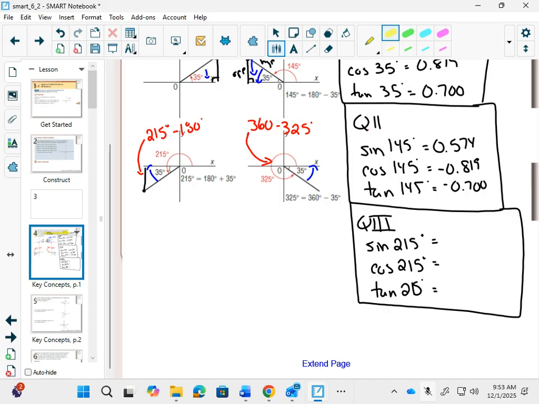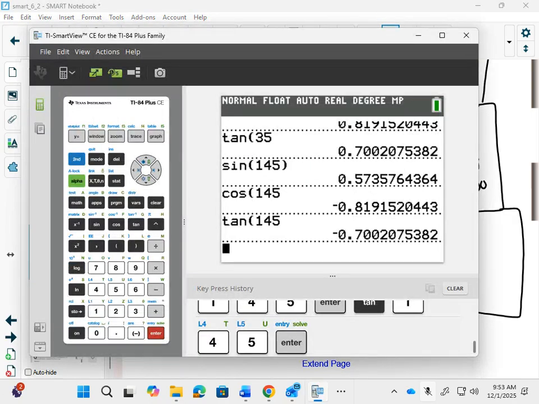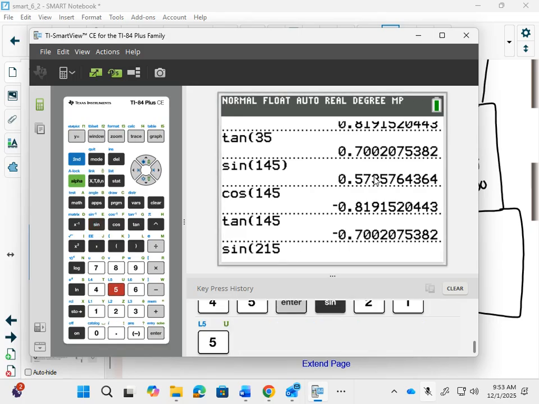All right, so guesses. So my guess, sine of 215 will also be 0.57. Do you think the sign always stays positive? Maybe that's the trick.